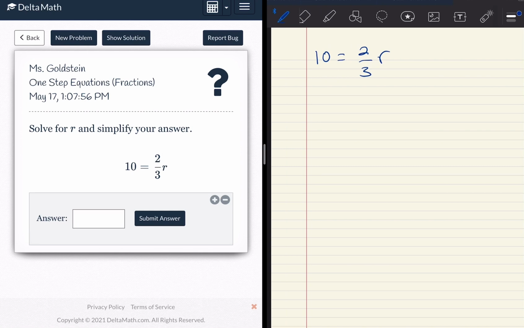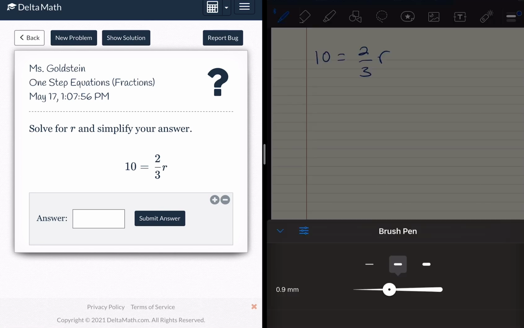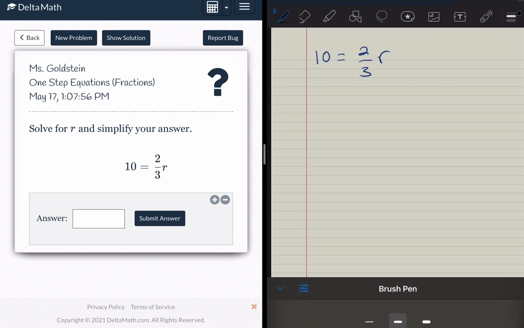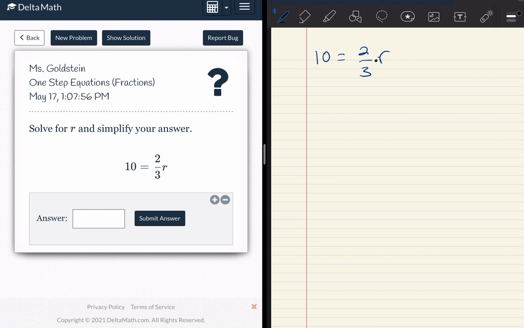There's a couple ways to do this, but I am going to start by noticing that there is multiplication in between 2/3 and r. The opposite of multiplying by 2/3 is dividing by 2/3. I know it looks funky because it's a fraction, but this would be the same as if it was 10 equals 2 times r. You would just divide by 2, but it's 2/3, so we're going to divide by 2/3, and whatever you do on one side, you do on the other.